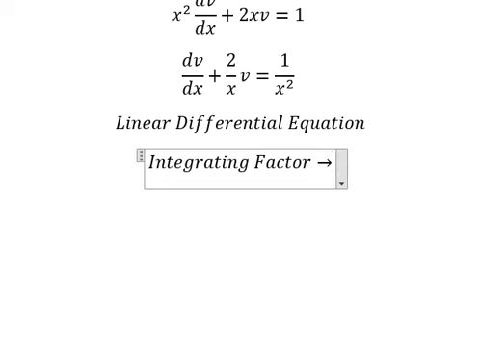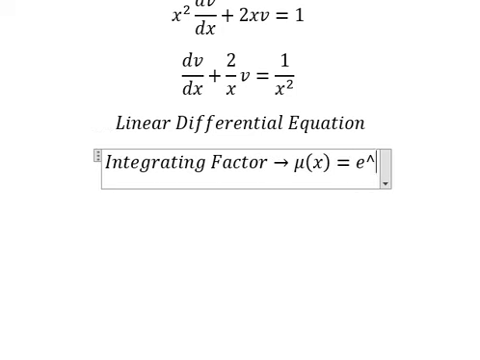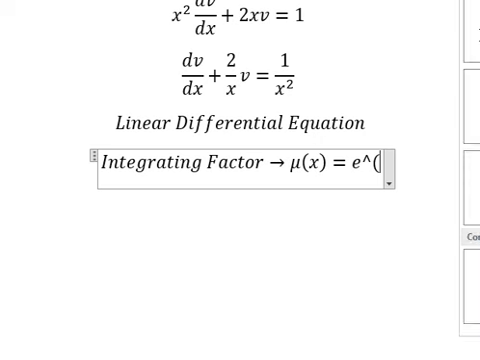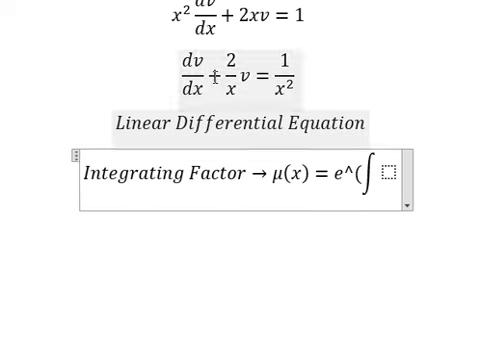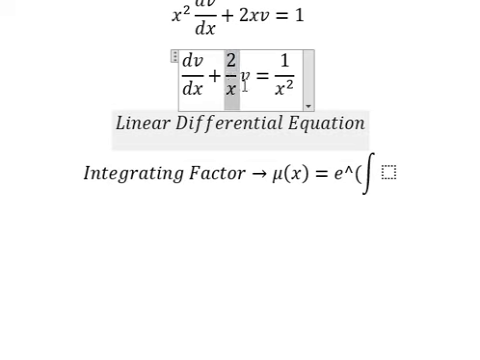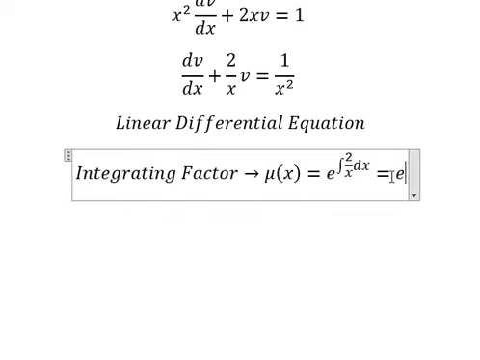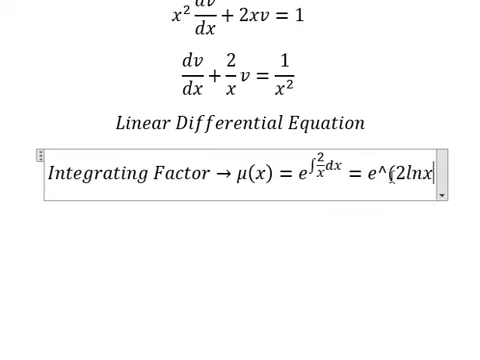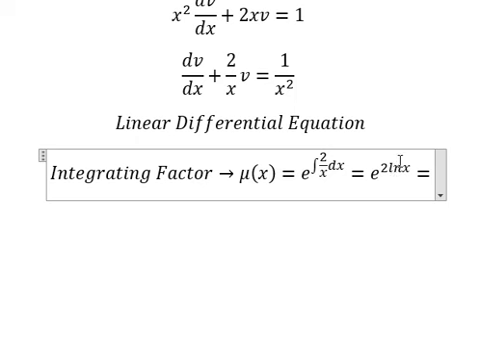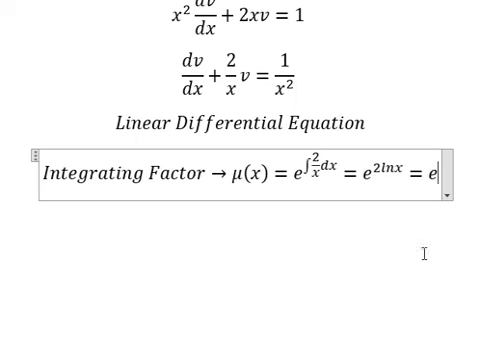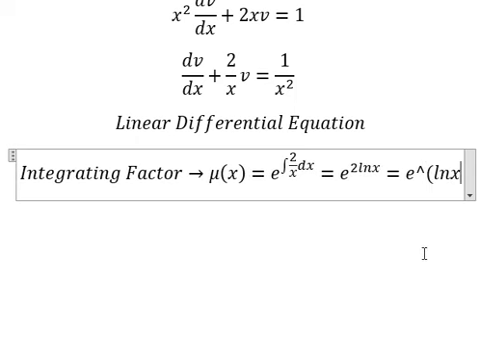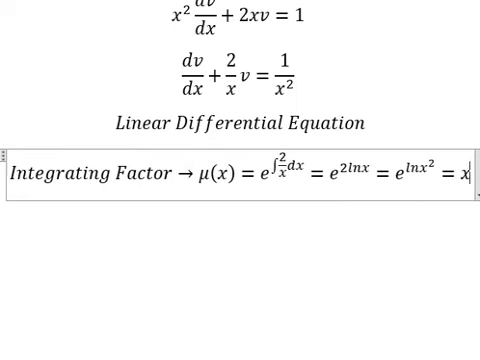So we need to find mu of s equals e to the power of the integration. We see that the term next to v is 2 over s. This one is for the integrating factor. And we have 2 over s. Number 2 goes inside the natural log here, and this one we have s squared.